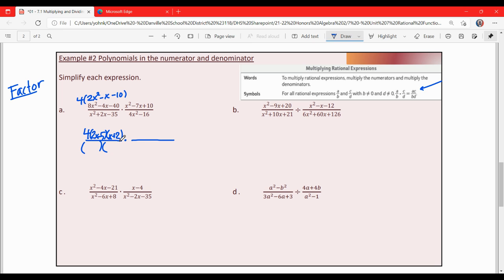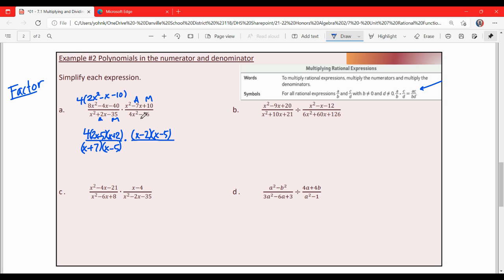Then I look at the bottom. Okay, this is a bit nicer to factor. I have an x at the start. I need to add to get 2 and multiply to get negative 35. So that's going to be 7 and negative 5. Then in the top right here, this is another nice one. I'm going to have an x at the start. I need to add to get negative 7 and multiply to get 10. That's going to be negative 2 and negative 5.